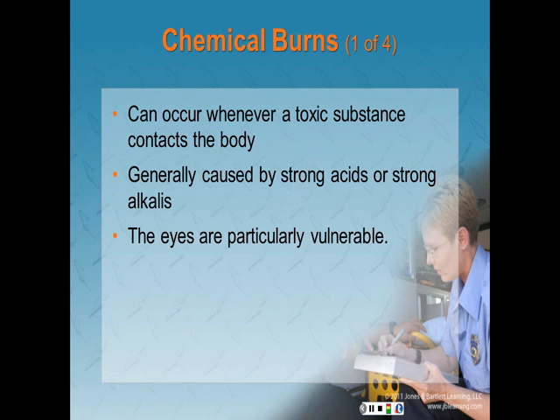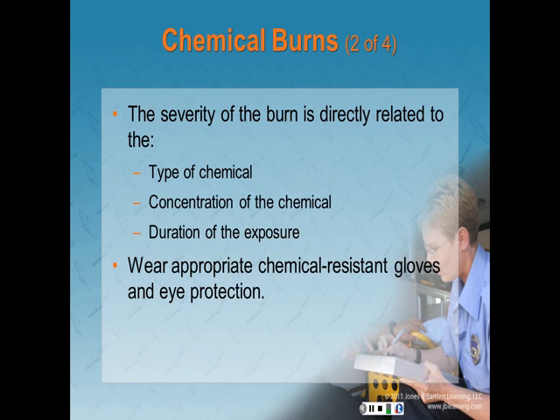Chemical burns can occur whenever a toxic substance contacts the body. Most chemical burns are caused by strong acids or strong alkalis. The eyes are particularly vulnerable. The severity of the chemical burn is directly related to the type of chemical, the concentration, and the duration of exposure. And we must wear appropriate chemical-resistant gloves and eye protection whenever we care for patients who experience chemical burns.